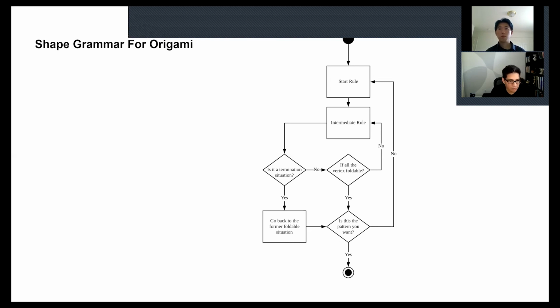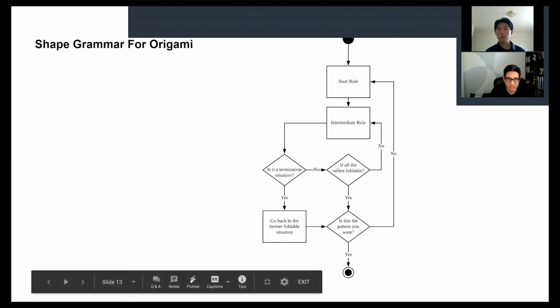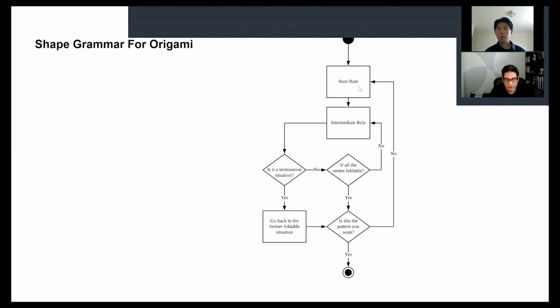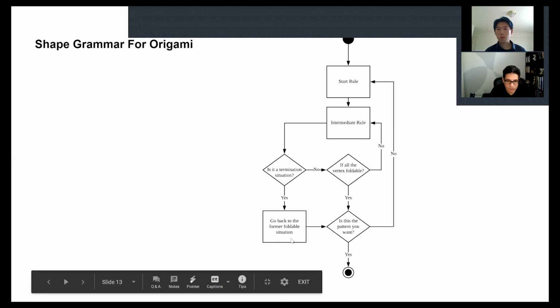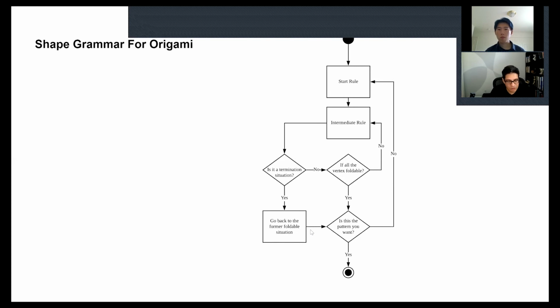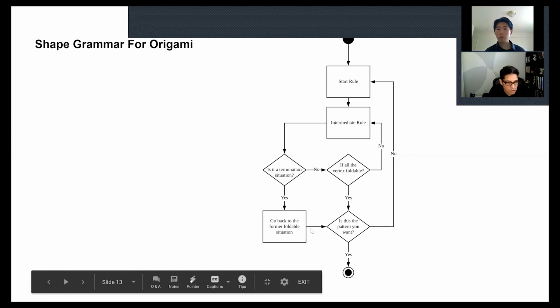The diagram that you see right here shows a typical process of using the shape grammar in origami. We start from the starting rule in the paper or an existing basic pattern. After, we find a set of intermediate rules that will create additional folds. We need to check the termination situation; if the answer is yes, we need to go back to a former foldable situation, and the termination rule is unfoldable. We will ask the user if this is the pattern that you want, and if the answer is yes, we get our first result. If the answer is no, we need to go back to the start rule and start with other steps again.